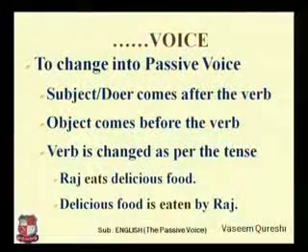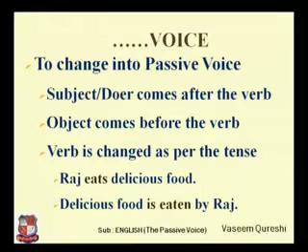And the third rule that we have learnt is we have to change the verb according to the tense. The sentence Raj eats delicious food is in simple present tense. You can see eats. As I said earlier, with singular subject we use s or es with the verb. But when the sentence is changed into passive voice, we have to use is or am or are plus past participle of the verb. Now delicious food is singular, and that's why I have taken is. So delicious food is eaten by Raj.